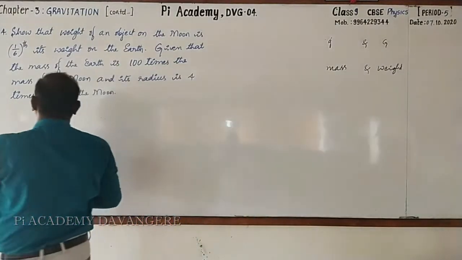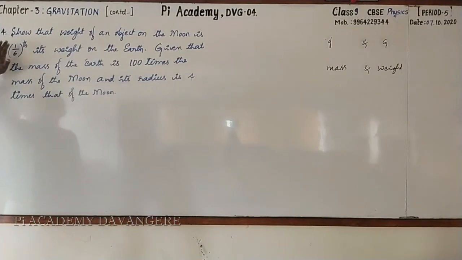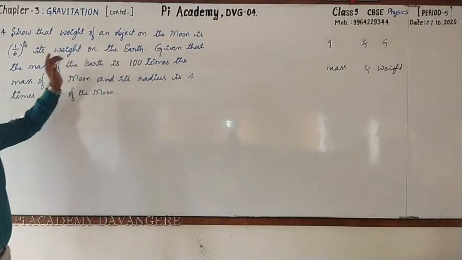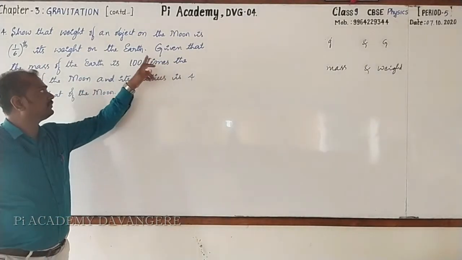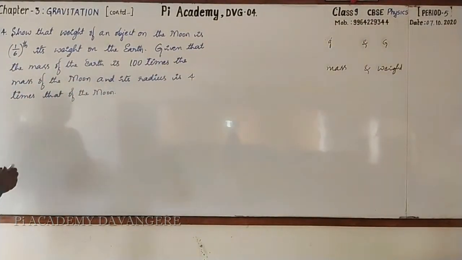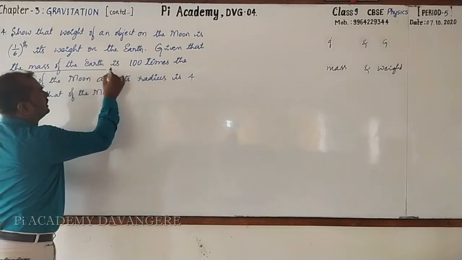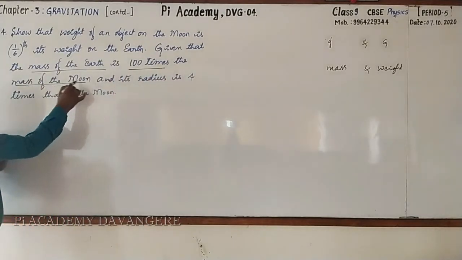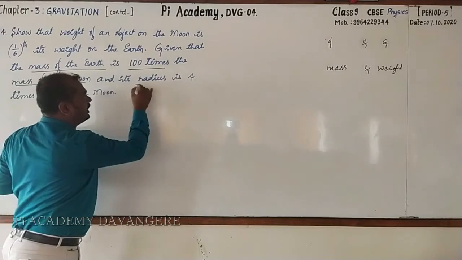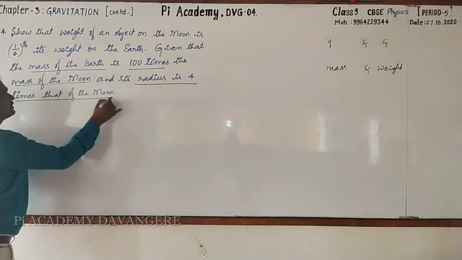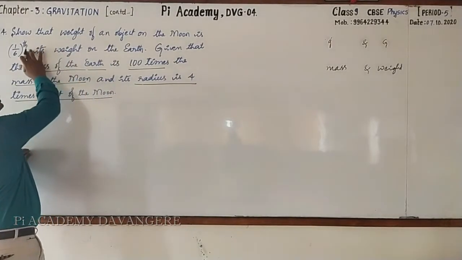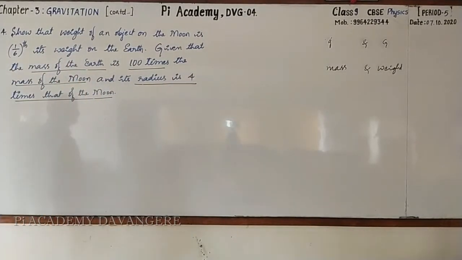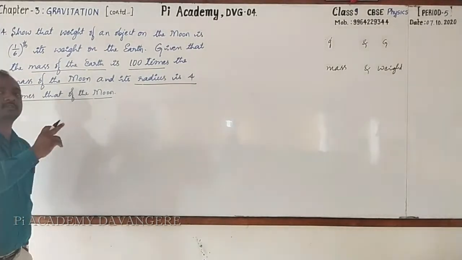Please go through this. This is the fourth one. It has been given like this. Show that the weight of an object on the moon is 1/6 its weight on the surface of the earth. Given that, and this is very important, the mass of the earth is 100 times the mass of the moon and the radius of the earth is 4 times that of the moon. With these two pieces of information, we have to prove the statement. Shall we go for proving? Yes. Don't copy, just keep observing.